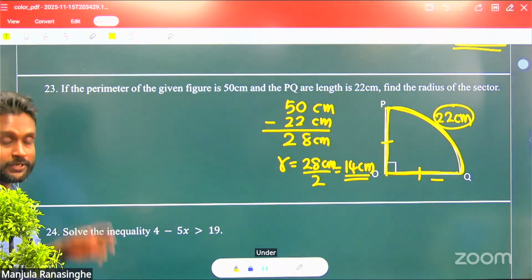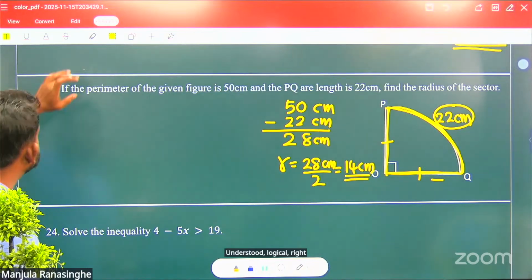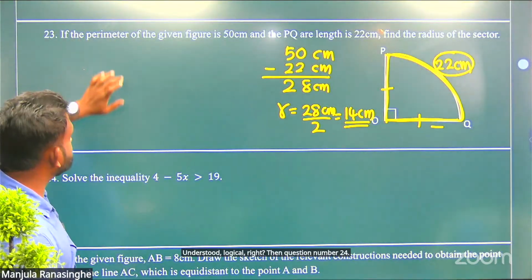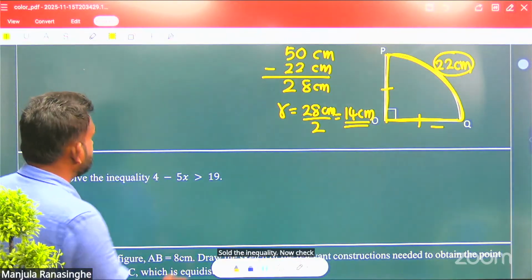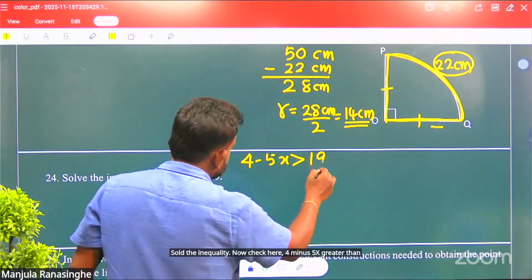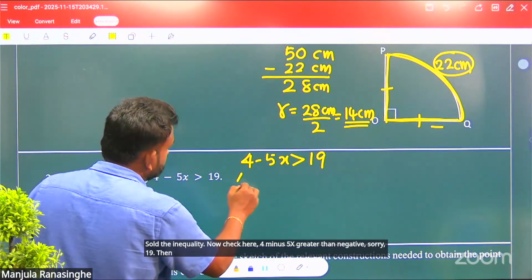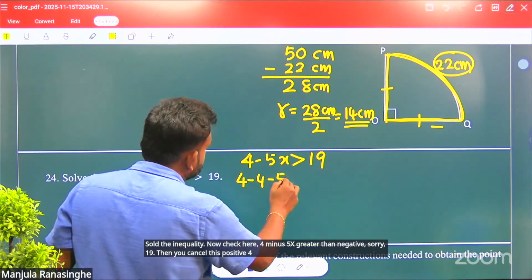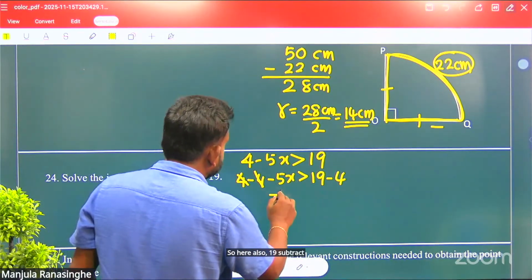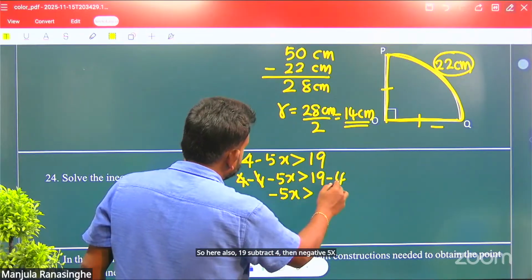Understood? Logical. Right. Then question number 24. Solve the inequality. Now check here: 4 minus 5x greater than negative 19. Then you cancel this positive 4, subtract 4 from both sides. So here also 19 subtract 4. Then negative 5x greater than 15.